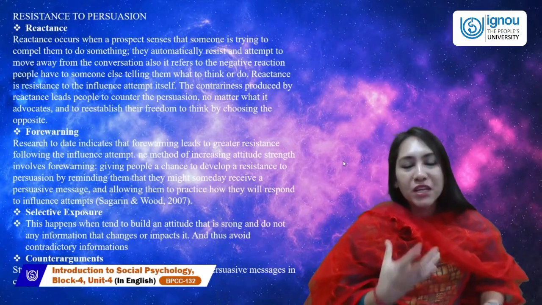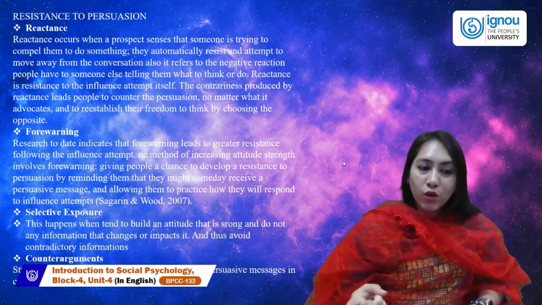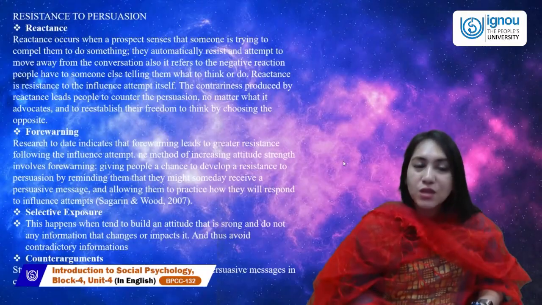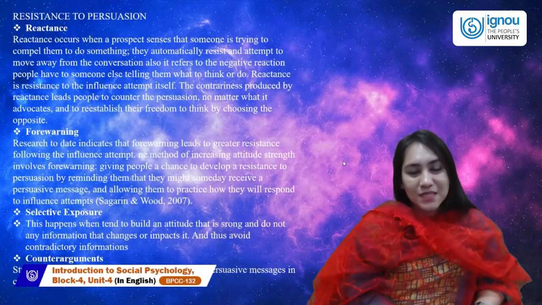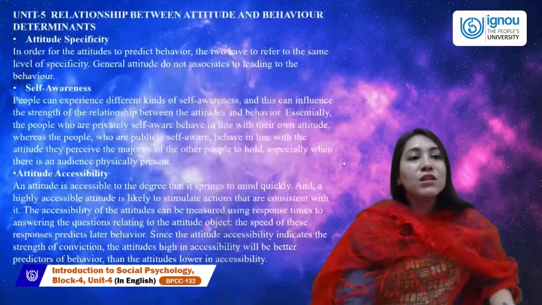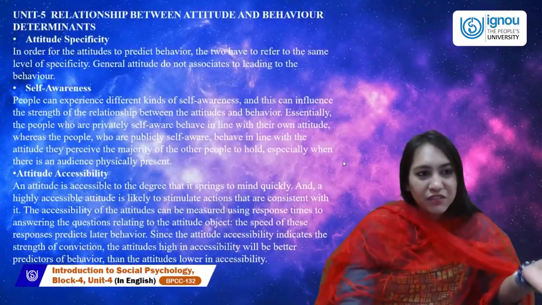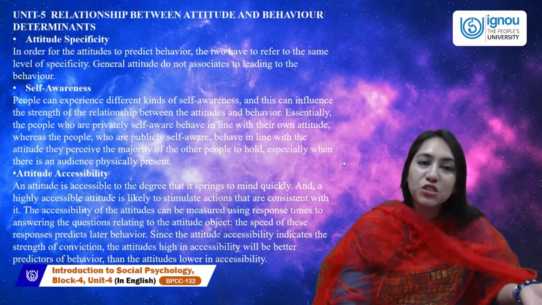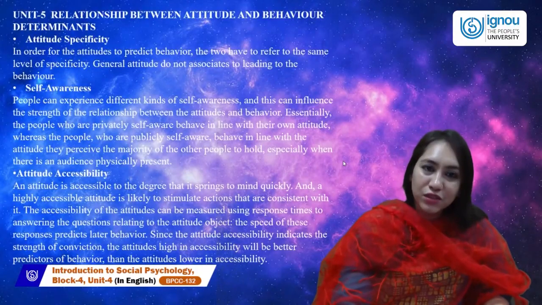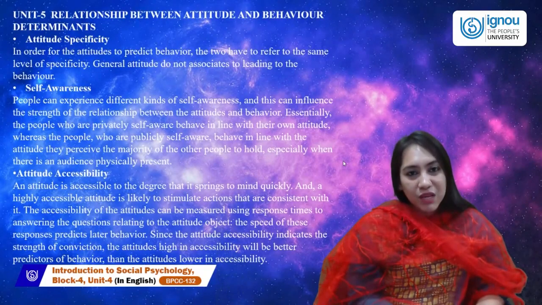So how do you make sure that you resist the persuasion? Reactance, forewarning, selective exposure, and counter arguments. That is what we talk about in persuasion. Let's move to the new topic, which is Unit 5 of the same, which is changing behavior. This talks about the relationship between attitude and behavior. So we all need to know that there is a relationship between attitude and behavior.